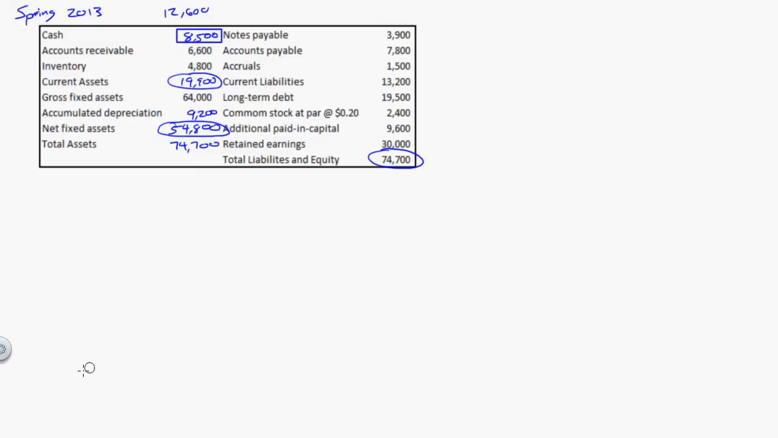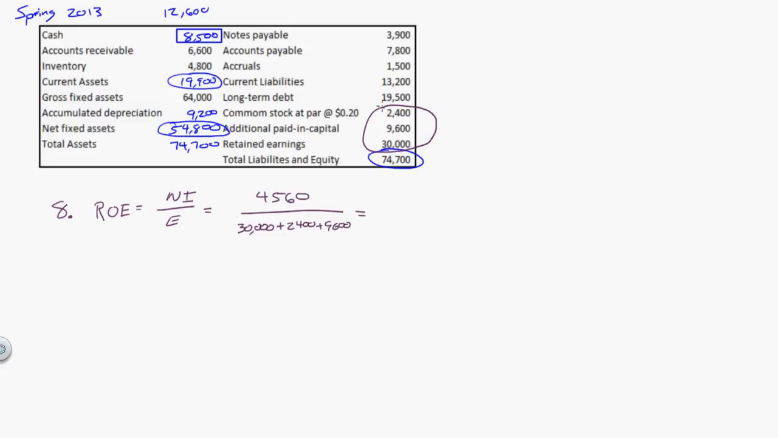Okay, so now let's look at question number 8. What's the return on equity? You can look at your formula sheet in the back and see that return on equity is net income over equity. And you know net income is 4,560 because that's given to you. Now your question is, what is equity? Well, equity is the $30,000 retained earnings plus the $2,400 common stock at par plus the $9,600 additional paid in capital.